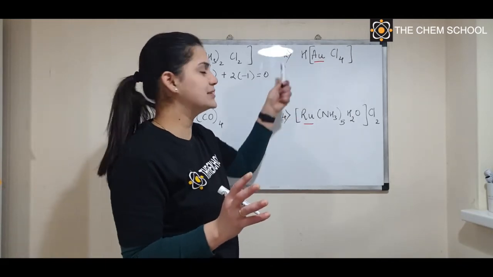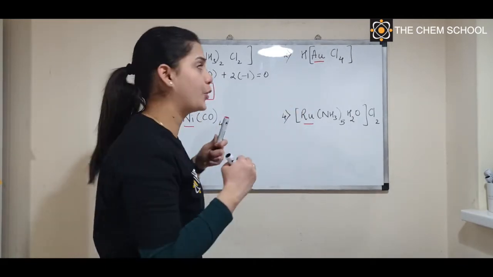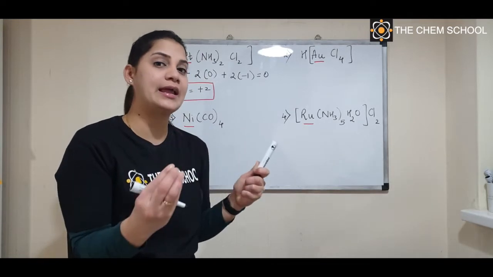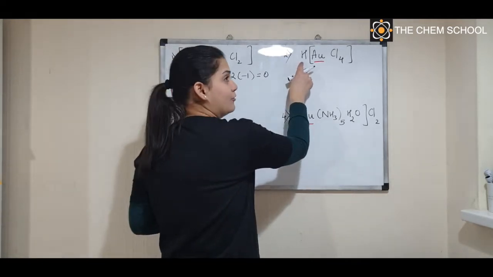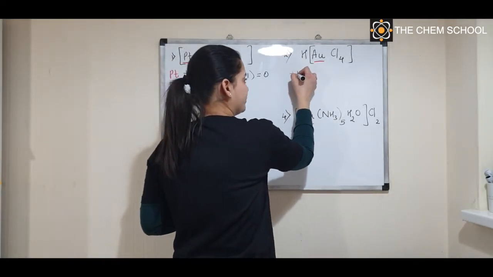Now because it is before the square bracket, it indicates that it is in the cationic form. So the charge of the proton here is going to be +1.